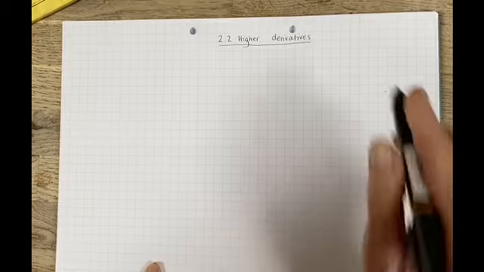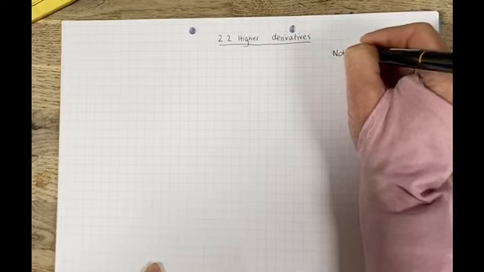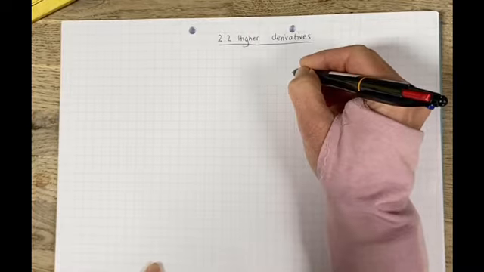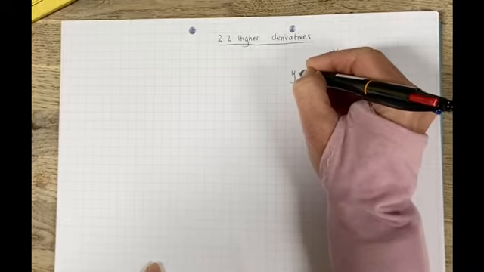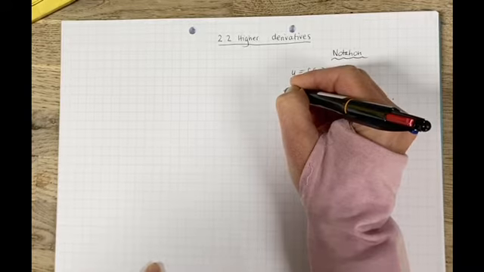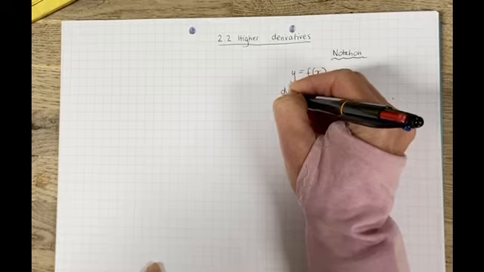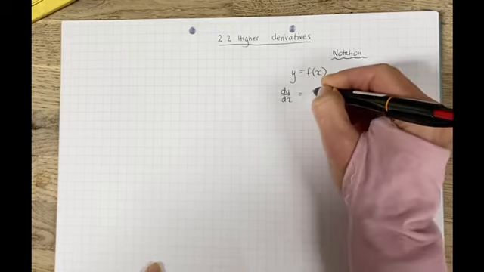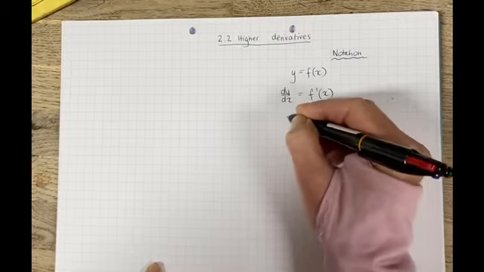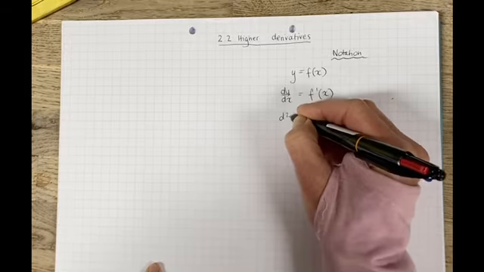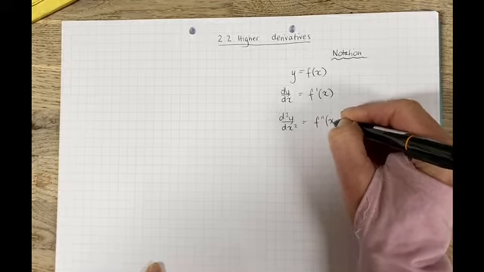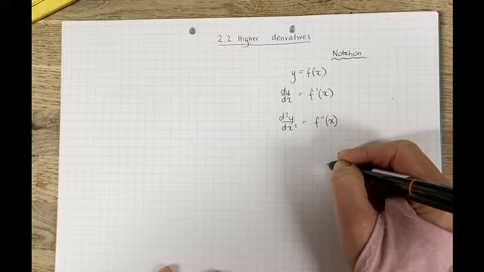So a little bit about notation. You are familiar with the following notation. If you've got the function y equals f of x, whatever it is, then when you differentiate once, you are finding dy/dx. An alternative way of notating this is f dash of x. If you differentiate that again, you get d2y/dx squared, and then you put f double dash of x. These are the notations you are familiar with.